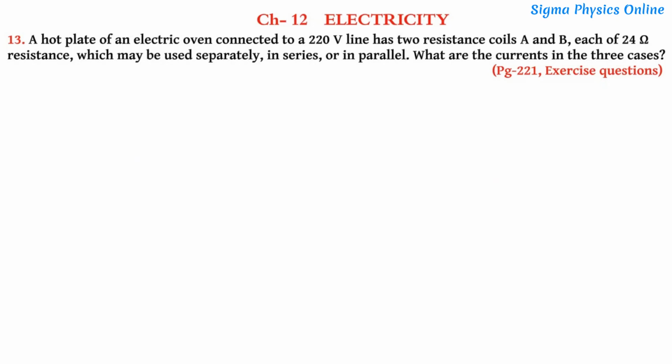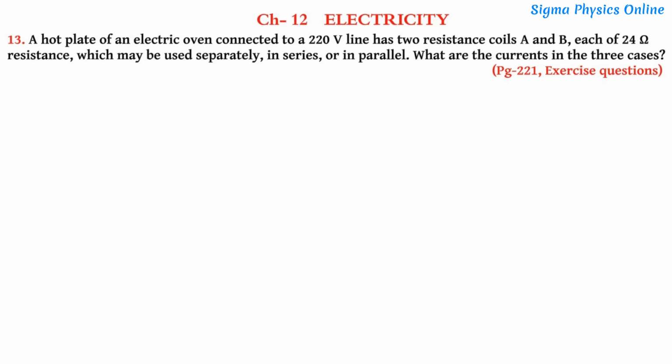Hello students, welcome back. Let's solve the exercise question number 13 of chapter 12 Electricity from class 10 NCERT science textbook. And the question reads, a hot plate of an electric oven connected to a 220 volt line has two resistance coils A and B, each of 24 ohm resistance, which may be used separately, in series or in parallel. What are the current in the three cases?